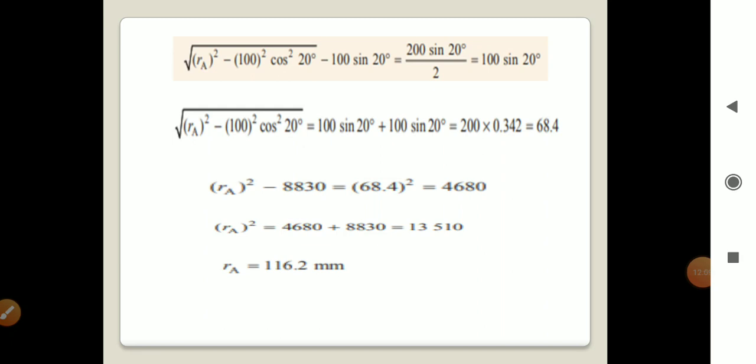So we got here RA is equal to 116.2 mm. Okay, so this is what we are finding. Now next is the addendum height for the smaller gear. The addendum height is nothing but small RA minus small r. We know the value of small RA, that is 116.2 minus this 100, which is equal to 6.2 mm. This is nothing but the addendum height for the smaller gear wheel.